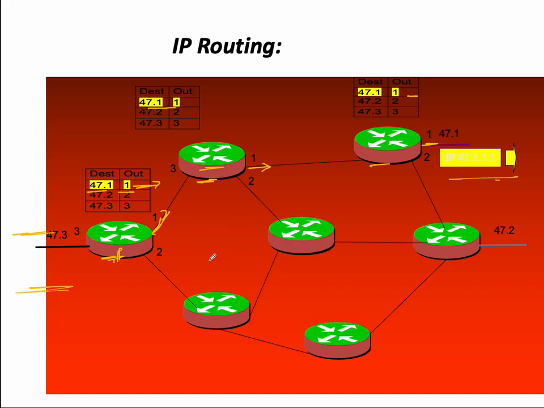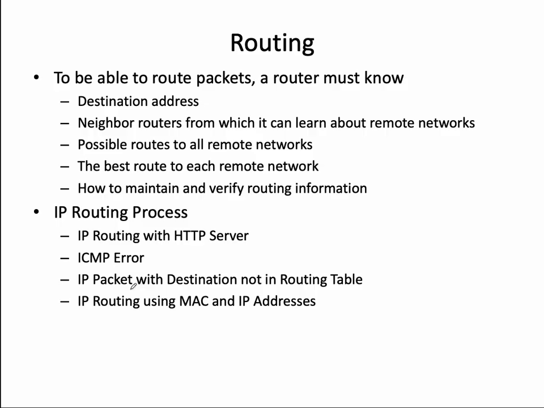So the IP routing process is like IP routing with the HTTP server or ICMP error, an IP packet with a destination not in the routing table, and IP routing using the MAC and IP addresses, right? Does it use the MAC or IP addresses in the routing table? What we use is IP addresses.